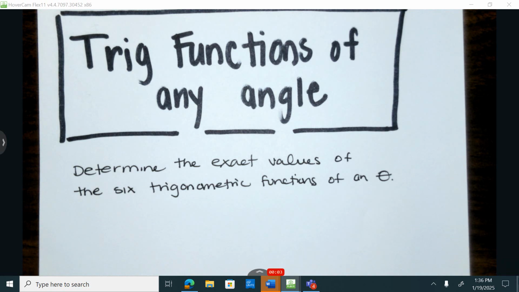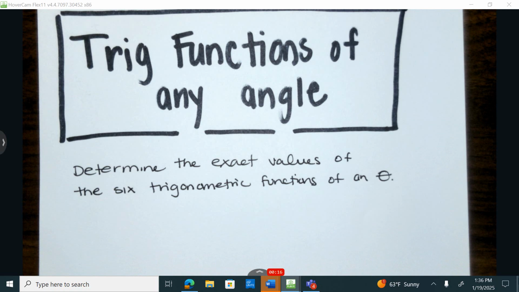Unit 10, Lesson 3, Trigonometric Functions of Any Angle. We're going to start by determining the exact values of 6 trigonometric functions given a specific angle.